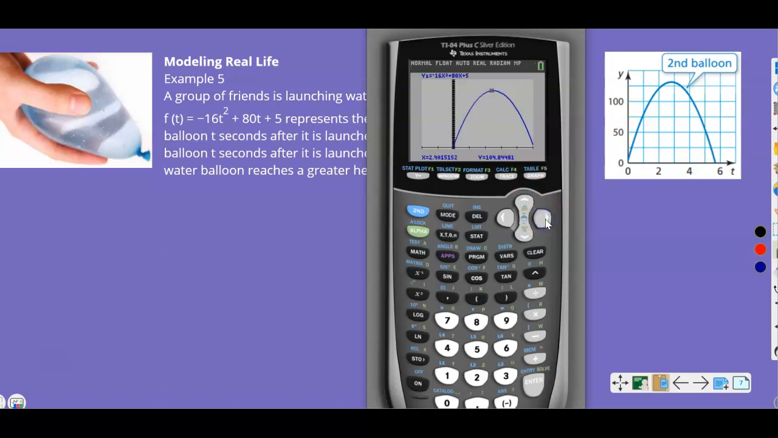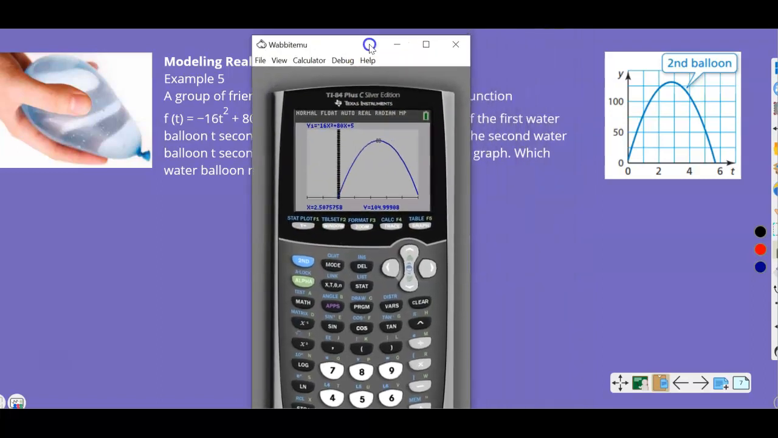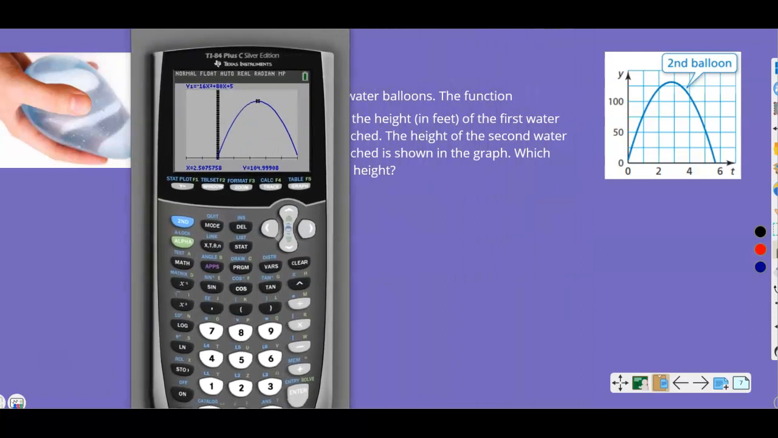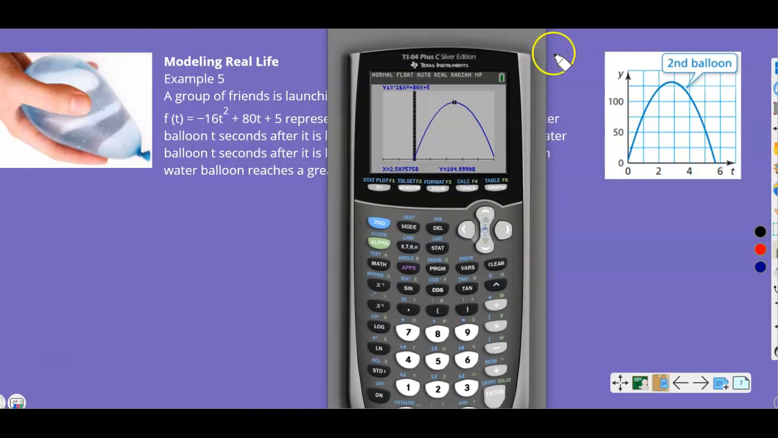104.3, 104.6, 104.96, 104.999, and then 104.94 starts going down again. So we can see that this is about the highest point. Visually, you can see that that does look like the maximum value there. So at x is 2.5, y is about 105. So for the first function, the maximum height is about 105.